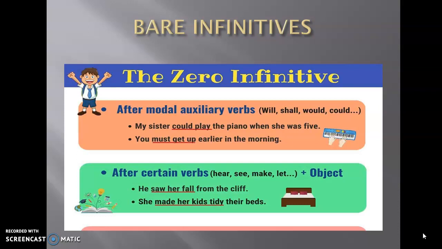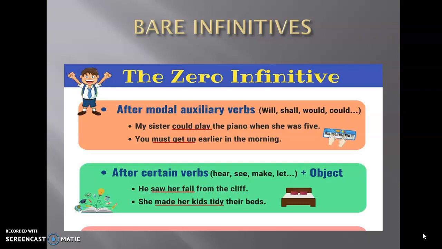If you see the sentence again carefully, he saw her fall from the cliff. What is the main action verb here? Saw. What did he see? Her. Her is the object. And which is the first form of verb after her? Fall. Fall would be a bare infinitive, an infinitive without to.